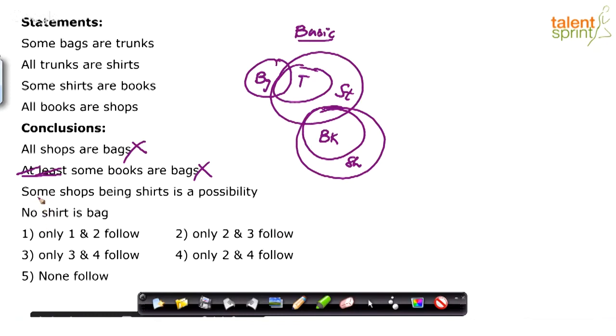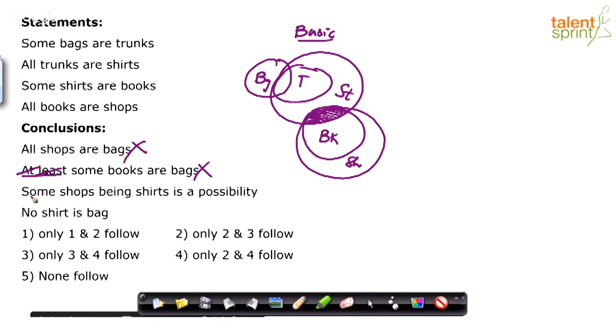Third conclusion: some shops being shirts is a possibility. Now if you look at the basic diagram, some shops being shirts is possible. You see, there's an overlapping between shops and shirts. So some shops being shirts is possible. Yes or no? Clearly from the basic diagram, it is possible that some shops are shirts. In fact, it is definite that some shops will be shirts.